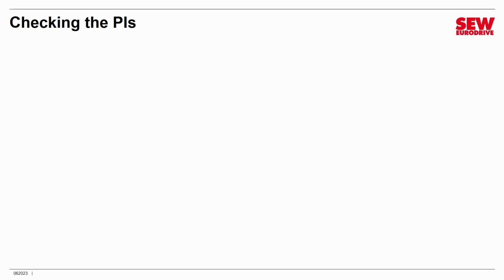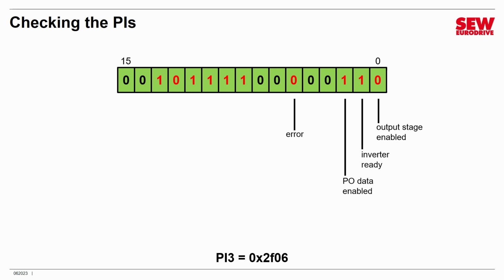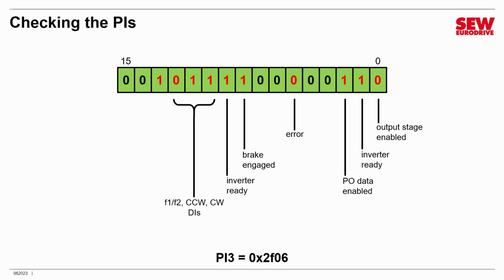And then finally, our last PI, PI3, contained 2F06, which looks like this in binary. And again, we have those duplicated bits that tell us exactly what the corresponding bits in PI1 told us. But we can see now the brake is engaged since the motor is stopped, so that has changed to 1. The inverter is still ready. Counterclockwise and clockwise are still jumpered to 24 volts, and we're still in expert mode. So, I think that makes sense. We got back what we expected to get back.